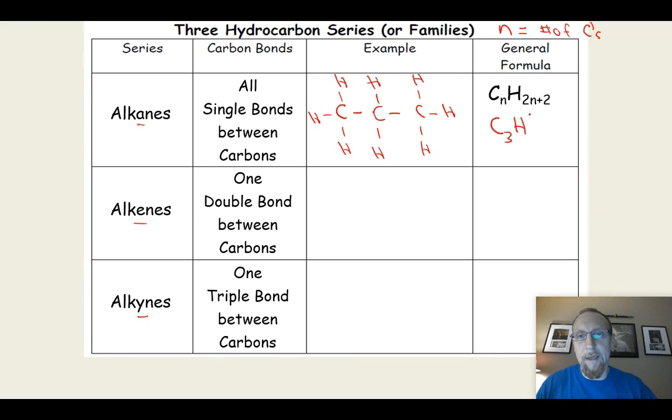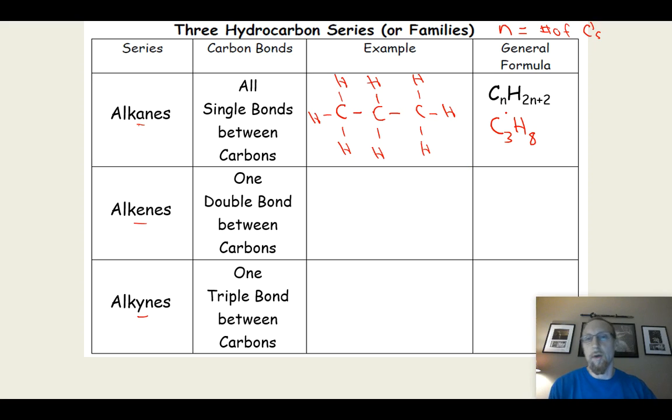And now take that 3. It's simple algebra. We plug that in, right? 2 times 3 is 6 plus 2 is 8. So the formula is C3H8. And now that should be in line with what we just drew. So look, we got 3 carbons. Now if we count our H's, it's 3, 6, 7, 8, right? So it should always match up.